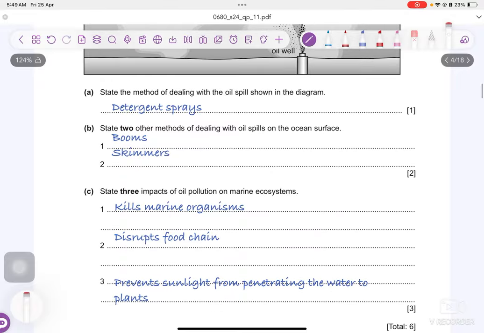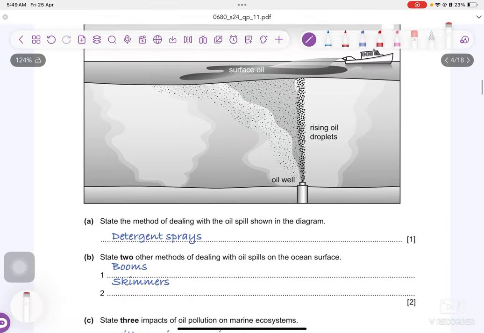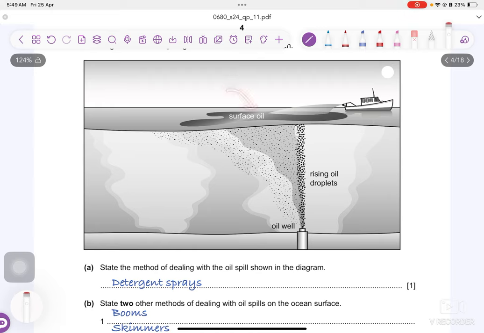Then it says three impacts of oil pollution on marine organisms or marine ecosystems. They kill the marine organisms, okay? They also damage the birds' wings, because when they come to dive into the water to catch their prey, their wings get... I don't know the terminology, but oil soaks their wings, okay?